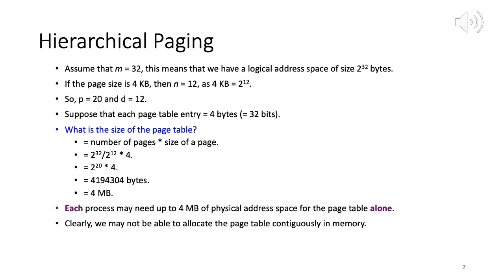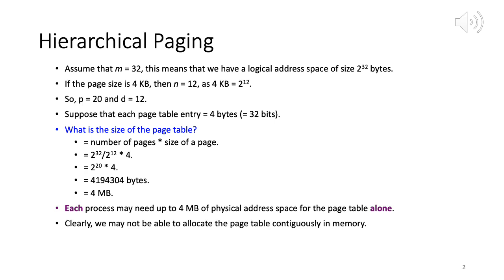Right? How many pages will we have? 2 raised to 32 divided by 2 raised to 12 is 2 raised to 20. So these are the number of pages we will have. You can see it's quite a large number, and each will have 4 bytes. When we do the math, we get roughly 4 MB. So the size of a page table is 4 megabytes.